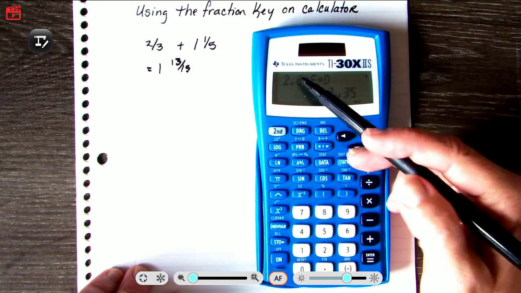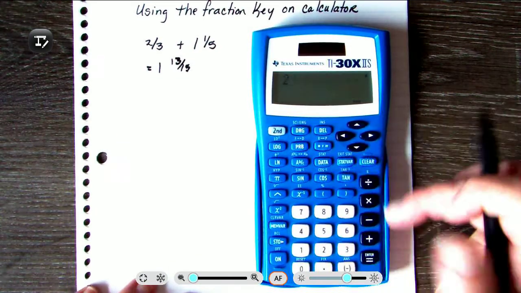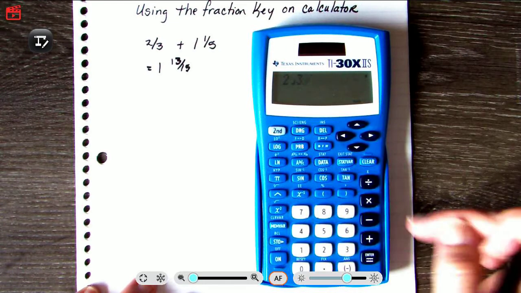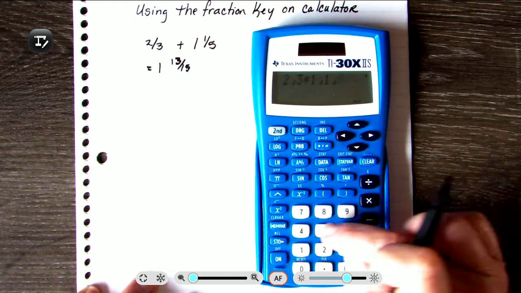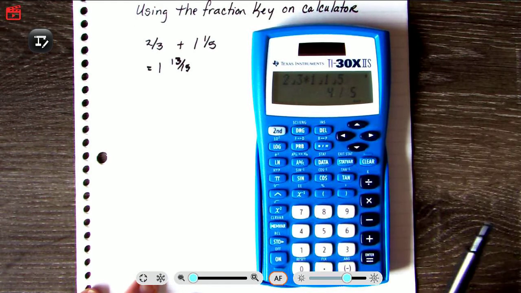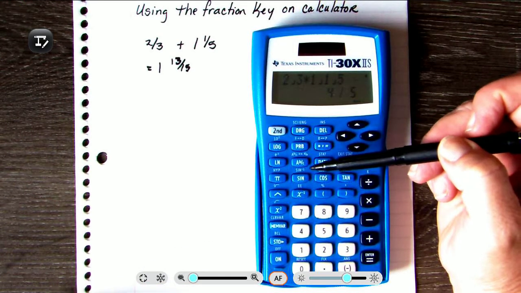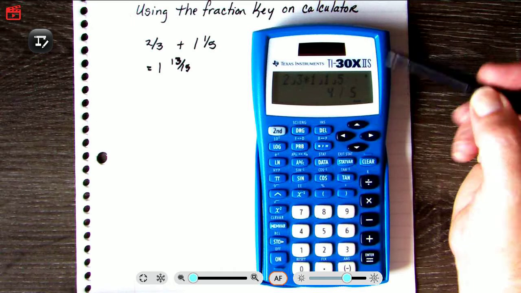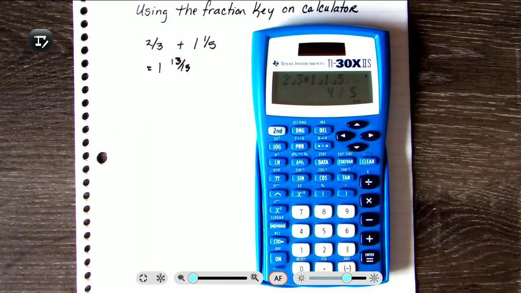Okay, if I wanted to multiply two fractions, let's say I wanted to multiply these, again, 2/3 times 1 and 1/5, and I'd get 4/5. There, a real quick introduction on how to use that ABC key, our fraction key, to make life a little easier when doing operations with fractions.